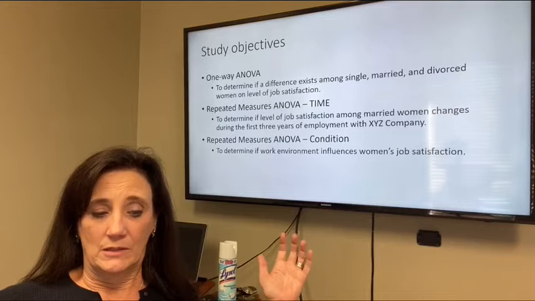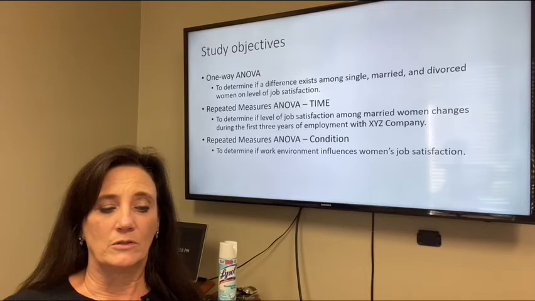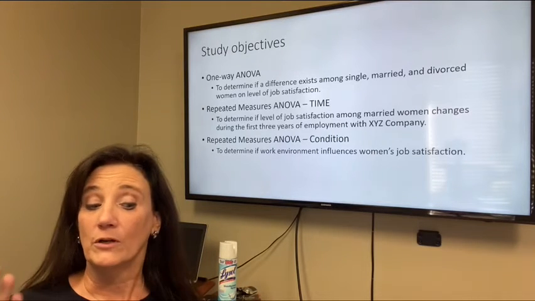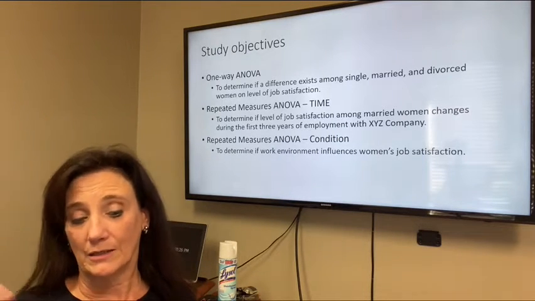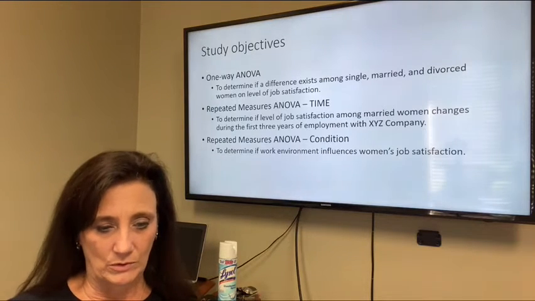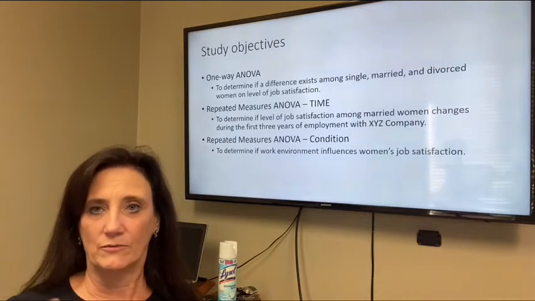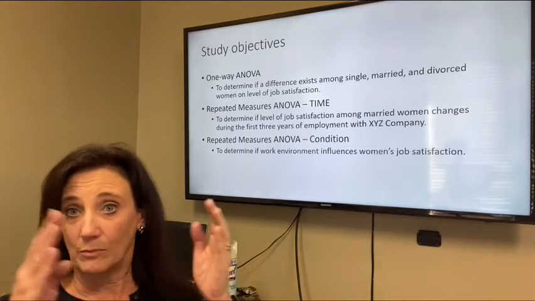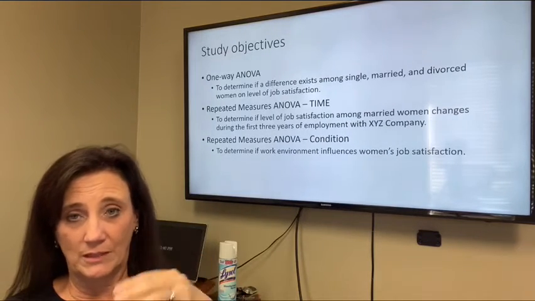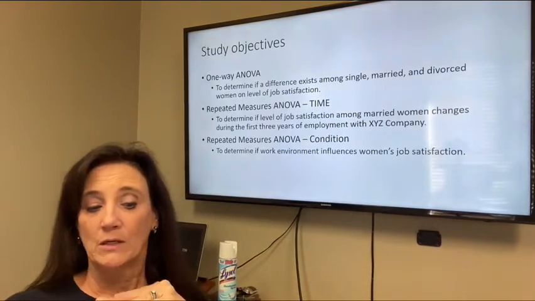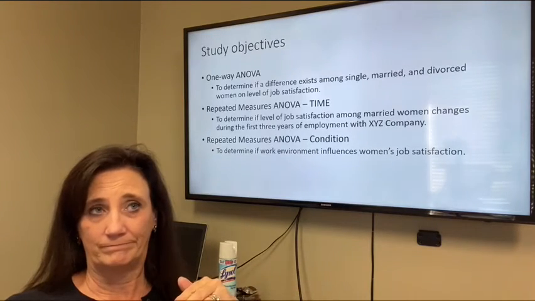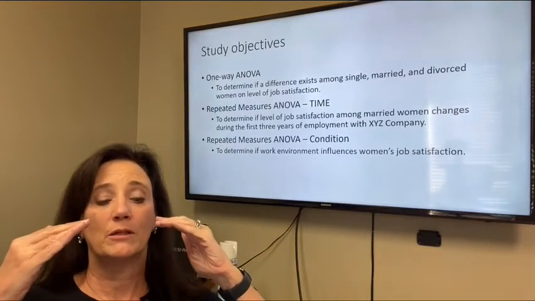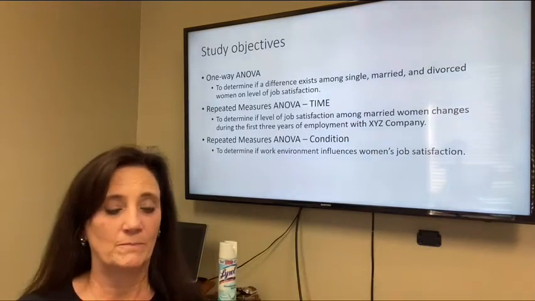The second objective is the repeated measures ANOVA for time to determine if level of job satisfaction among married women changes during the first 3 years of employment with XYZ company. So does job satisfaction change during the first 3 years? Now look, there's no indication of what direction the change could go. It could be a positive change in job satisfaction. It could be a negative change. No hypothesis, I guess, is made about the direction of the change. It's simply a question of, is there a change?